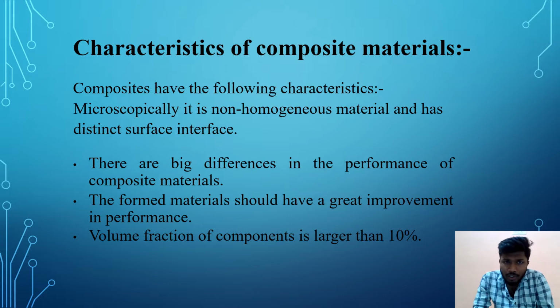Characteristics of a composite material. Composites have the following characteristics. Microscopically, it is a non-homogeneous material and has a distinct surface interface. There is a big difference in the performance of composite materials. The formed material should be a great improvement in performance. The volume fraction of the components is larger than 10 percent.